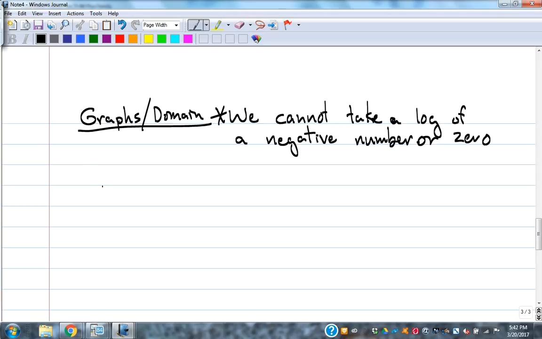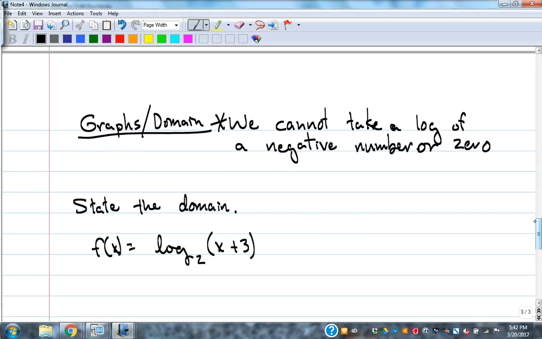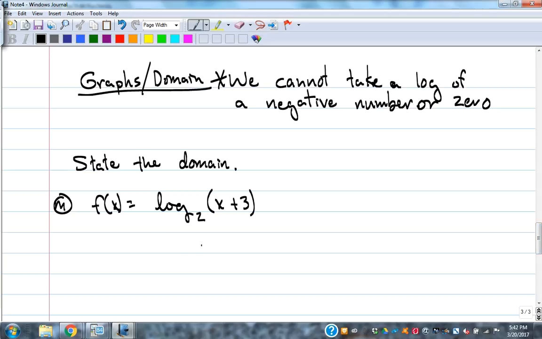So when we look at a function and we want to state the domain, log base 2 of x plus 3, that's the function we're going to deal with first. Example M. All we really have to do to find that domain is say, oh, well, x plus 3 is greater than 0, and solve it.